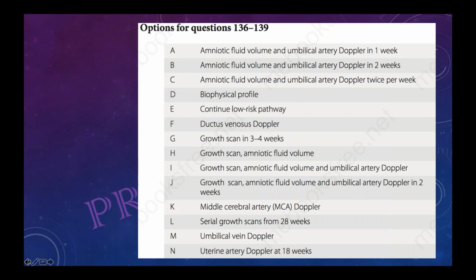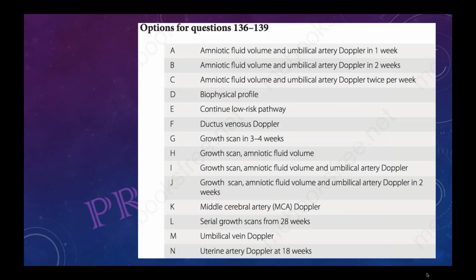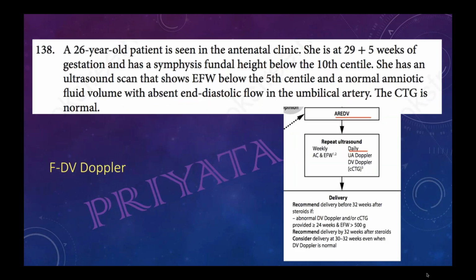No. See here, diastolic flow is not there. So if diastolic flow is not there in a preterm baby, you have to make a decision. What will you do? Which Doppler helps in deciding in a preterm baby? Ductus venosus Doppler. But it is written that Doppler should be done twice weekly. That also is there, no?